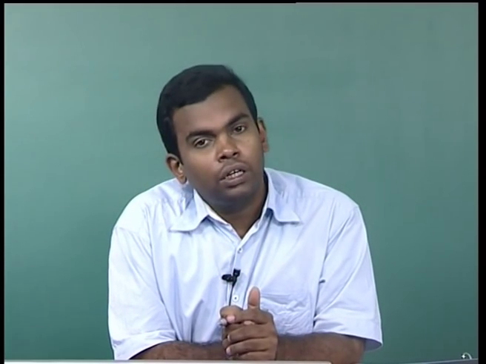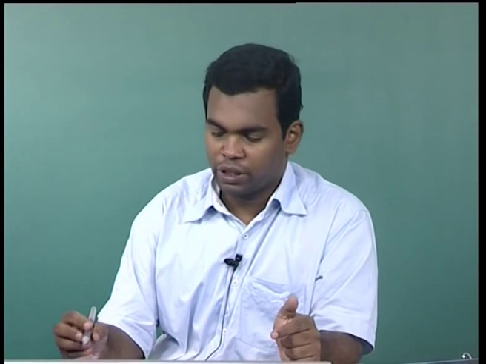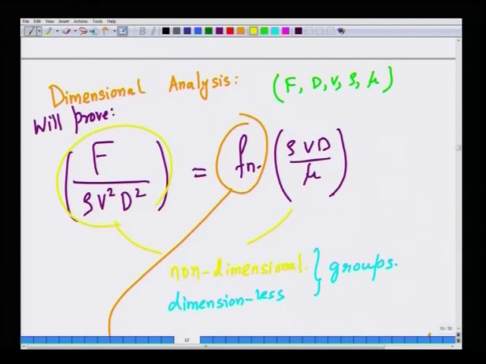Or 10 viscous fluids, 10 different viscous fluids. Now, here, since we are only saying that there is a relationship among these two groups, we can choose the fluid to be anything that is conveniently available to us. For example, we may use water or air, which is conveniently available. So, we can use the same fluid.